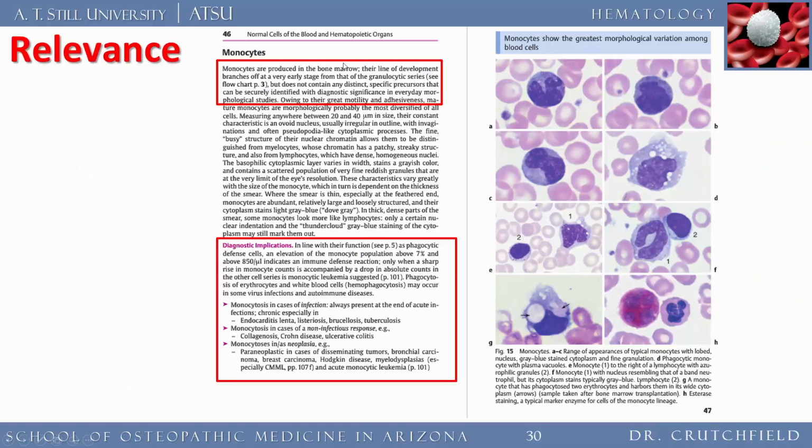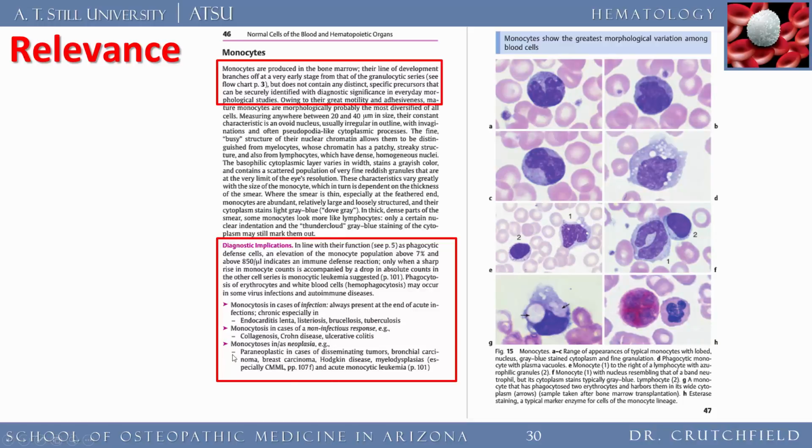So monocytes are produced in the bone marrow. Their line of development branches off at a very early stage from the granulocytic series, but does not contain any distinct specific precursors that can be securely identified with diagnostic significance in everyday morphological studies. Okay, what does this mean in English? So I'm looking at a peripheral smear. There's nothing on a monocyte that lets me look at it and say, wow, that is a monocyte 100%. There's nothing on it that makes it totally distinct.